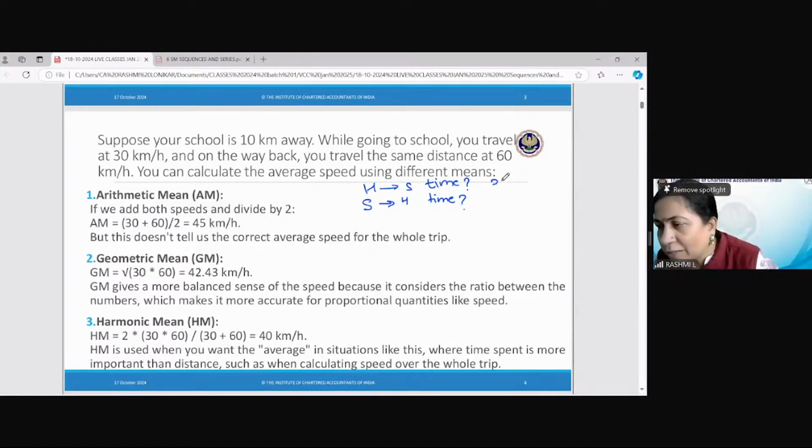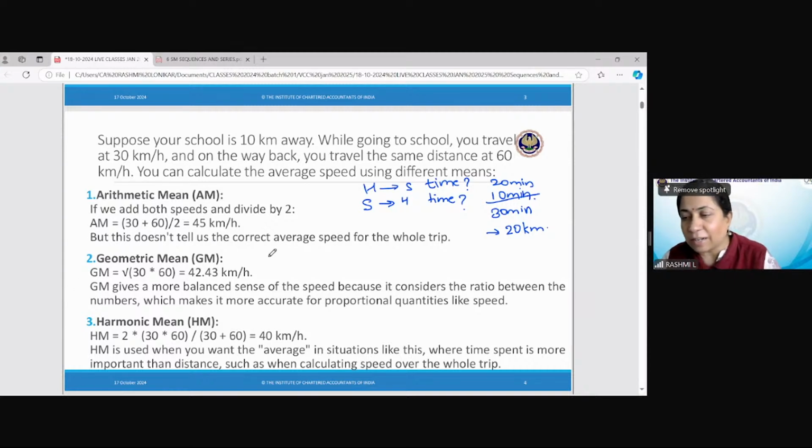So, I need 20 minutes, and coming back, I'll need 10 minutes. Yes, very good. So, total 30 minutes. And how many kilometers have I traveled? 20 kilometers. Now, if I take the simple arithmetic mean, what will happen? I will take the rate of 30 kilometers while going and 60 kilometers while coming. I'll get an answer of 45 kilometers per hour.